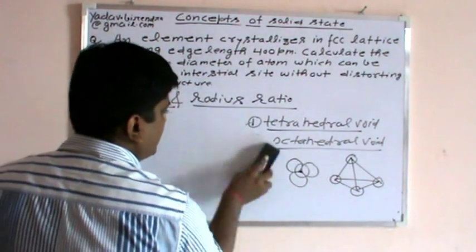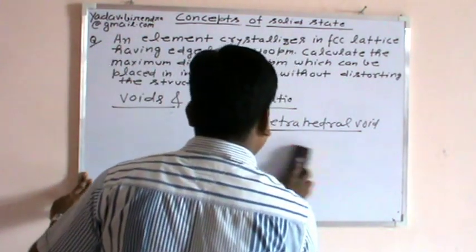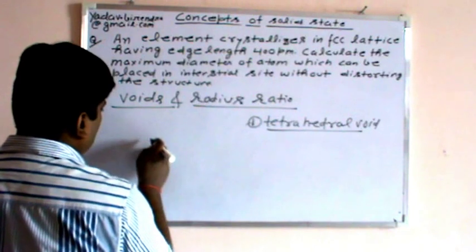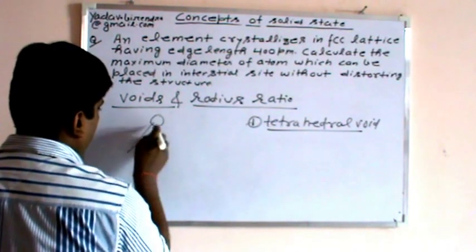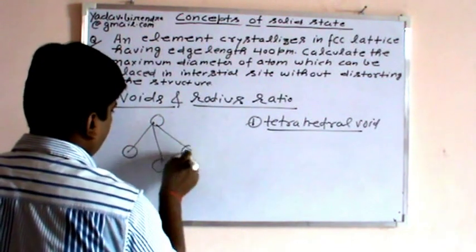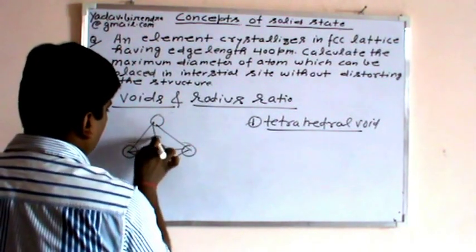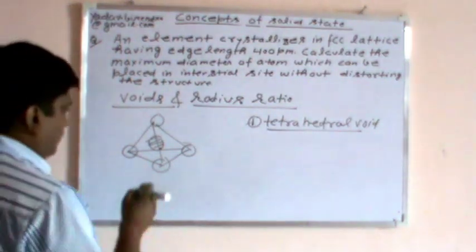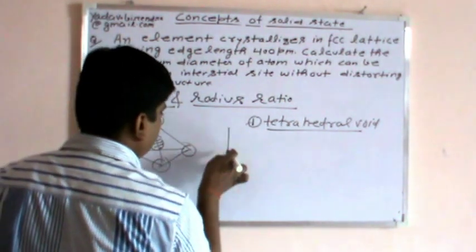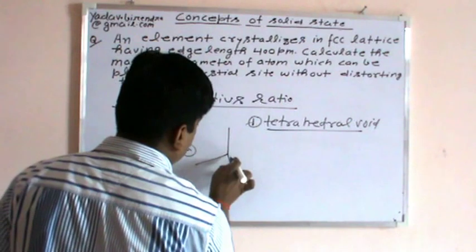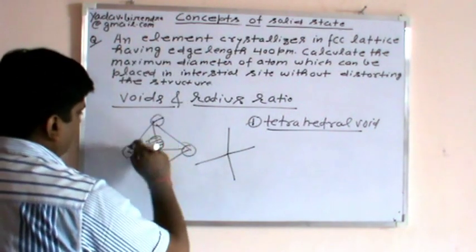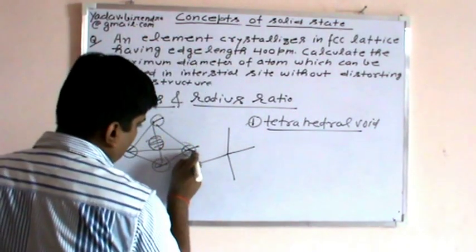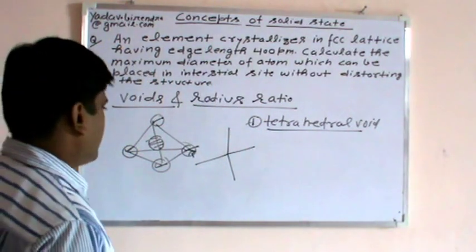First we will discuss tetrahedral void. Now if we want to place atom inside this tetrahedral void, we can draw in this manner. Keep in mind, these atoms are touching each other. So let the radius of this atom be R.